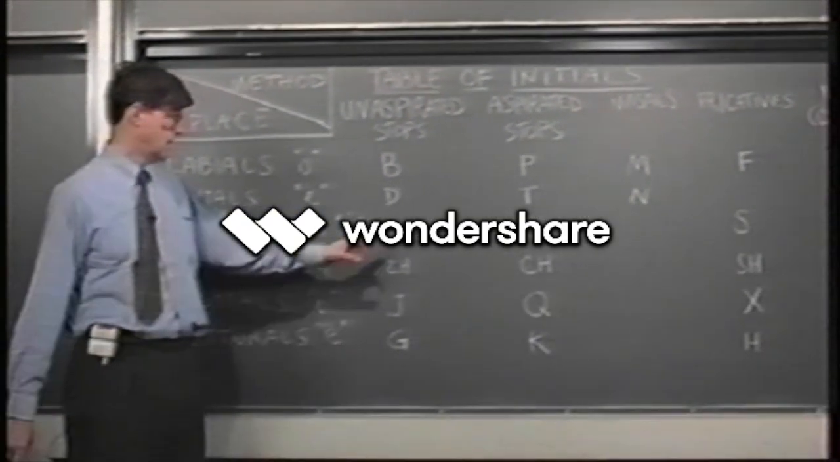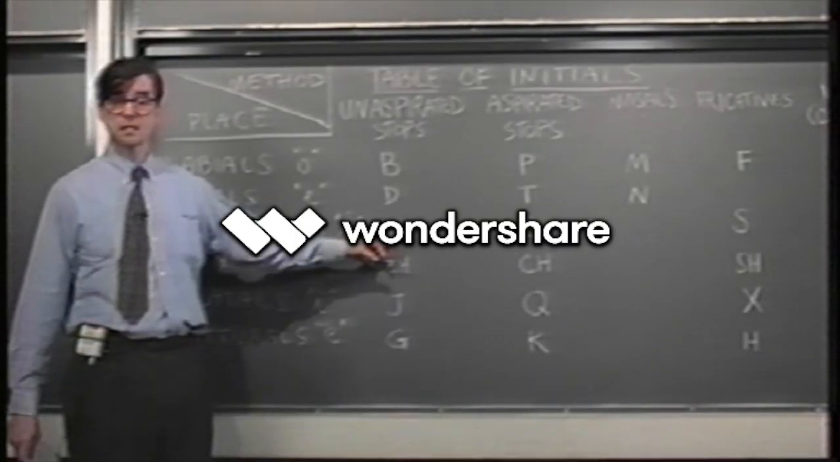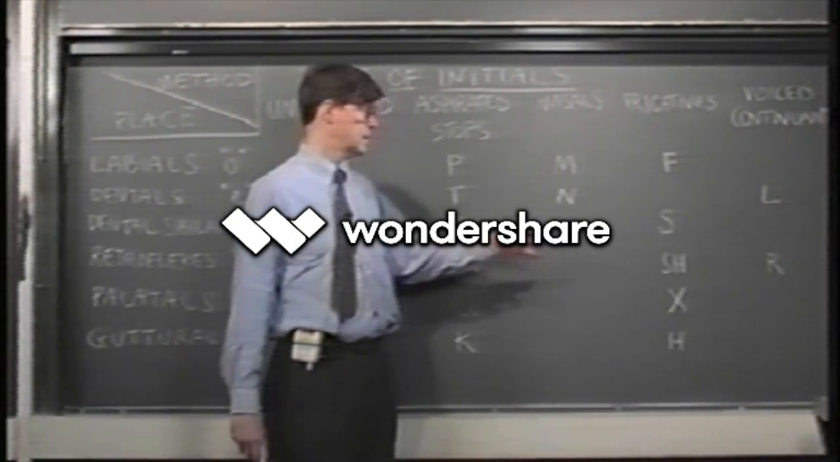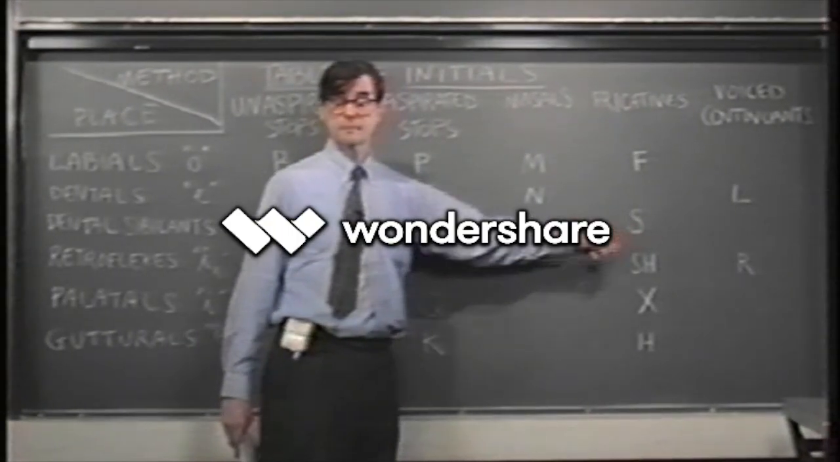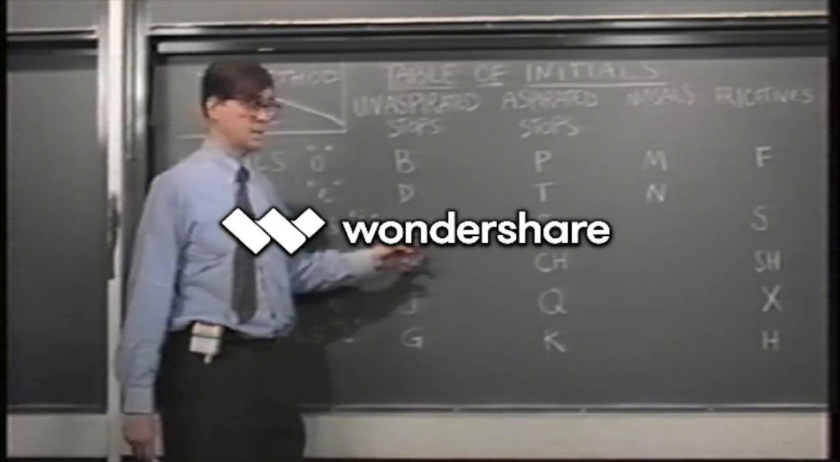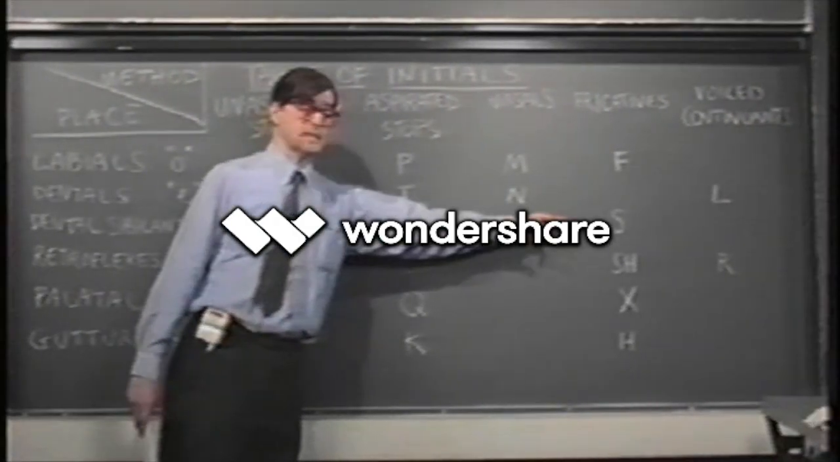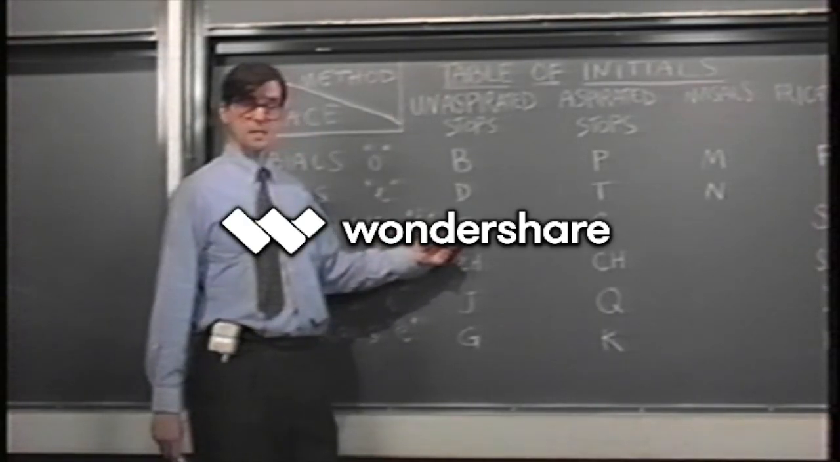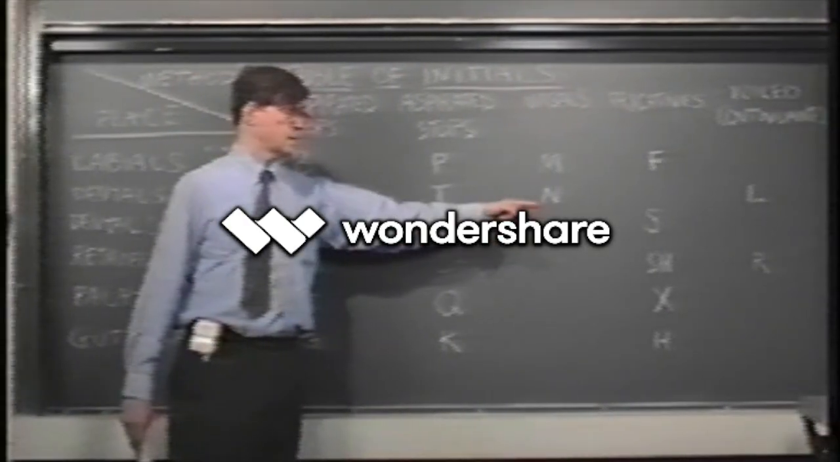Once more then. Z, Z, S. And the whole row together. Z, Z, S.